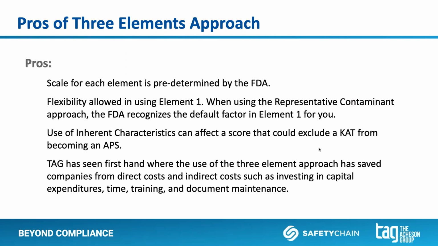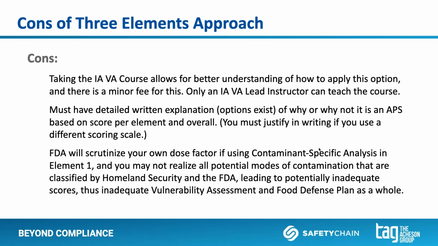The other con is you might not even realize that there could be a potential contaminant out there that you have not assessed. So if you're using the contaminant-specific approach, you really have to be thorough to make sure that you have looked at every potential contaminant. This would be on the cons. Yes, thank you, Aaron. So that's one of the cons of using the 3-element approach. If you're going to use the contaminant-specific approach, you really have to keep up to date on all potential hazards that are out there. And again, there might be some that we don't know about that the FDA and Homeland Security do know about. Next slide, please.